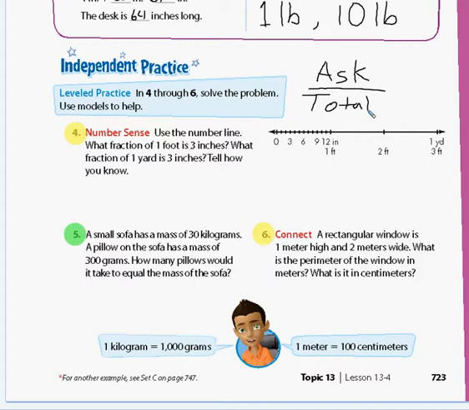Okay, problem number 5. Let's look at that. It says a small sofa has a mass of 30 kilograms. A pillow on the sofa has a mass of 300 grams. How many pillows would it take to equal the mass of the sofa? And there's a little guy down here saying that 1 kilogram equals 1,000 grams, and for a different problem, that 1 meter equals 100 centimeters. But let me go ahead and cover them up to give me some more workspace.